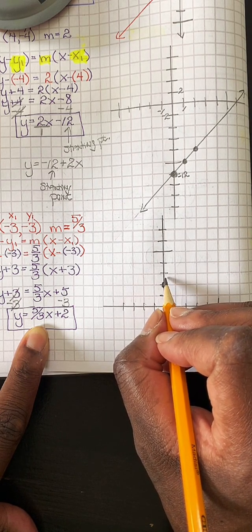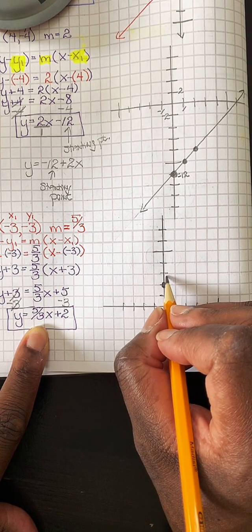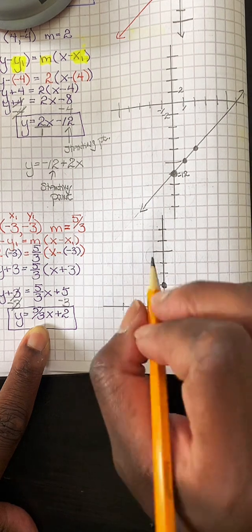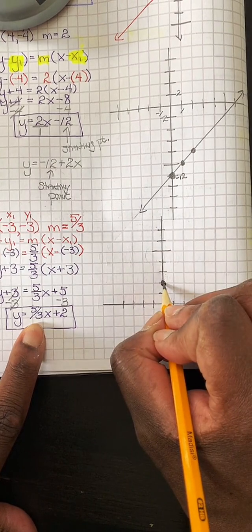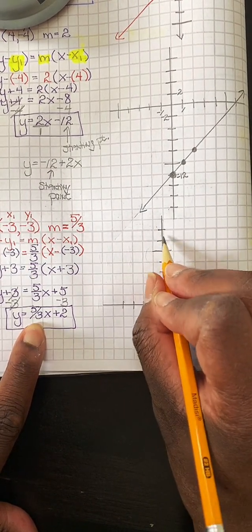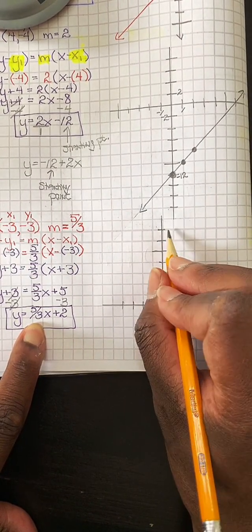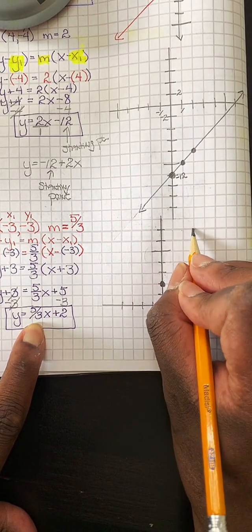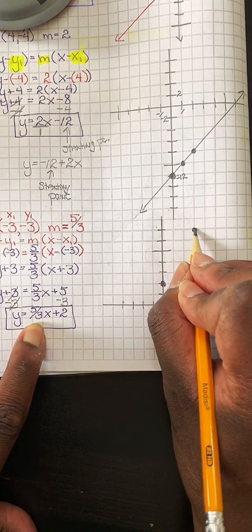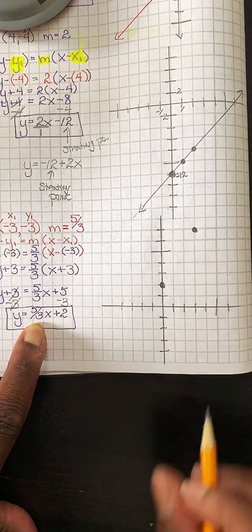Eccentric. Yes. Okay. So we're not going to go down. You know it's positive. All right. So we're going to go up 5: 1, 2, 3, 4, 5. And then to the right 3: 1, 2, 3. Okay. And then we put our point.